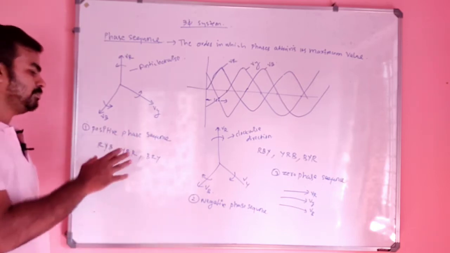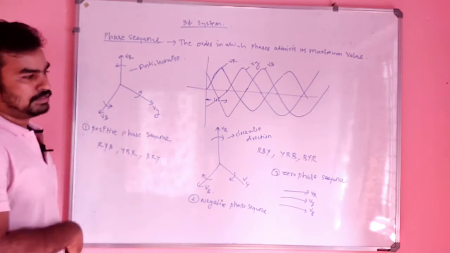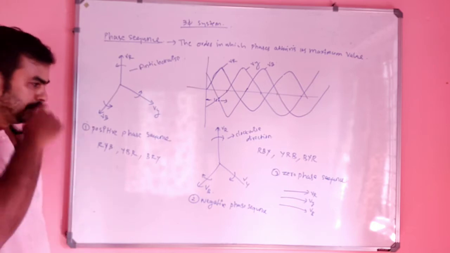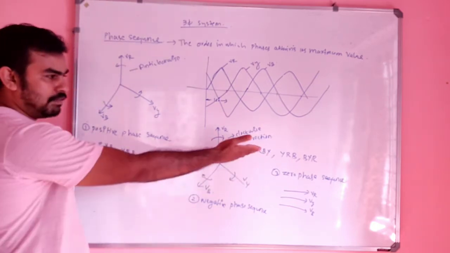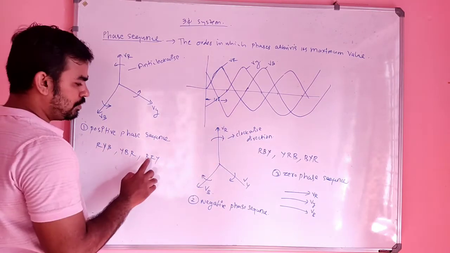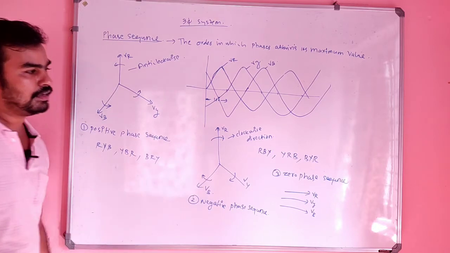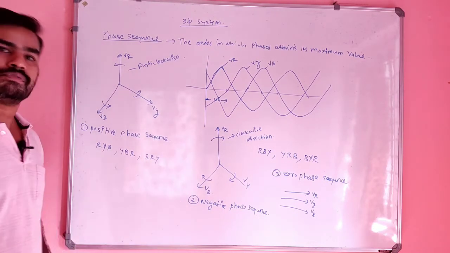So R, Y, B; Y, B, R; B, R, Y. Clear? Are there any terms with a similar meaning? R, Y, B is there? No. Y, B, R is there? No. B, R, Y is there? No. So that is the positive and negative phase sequence.